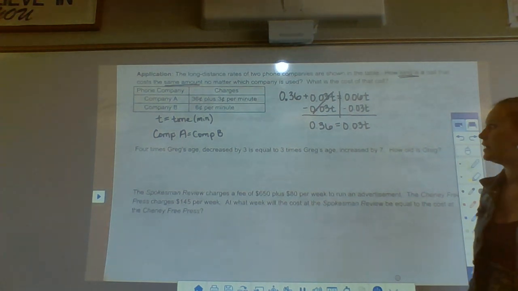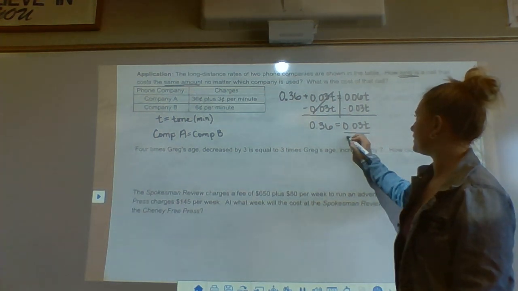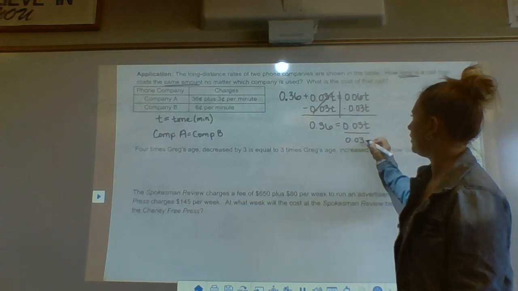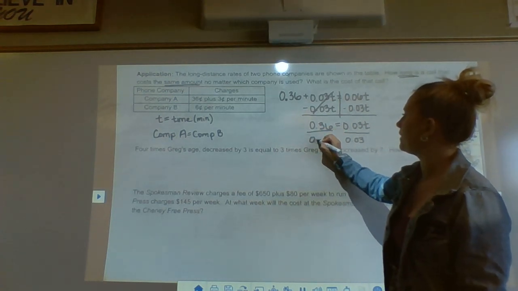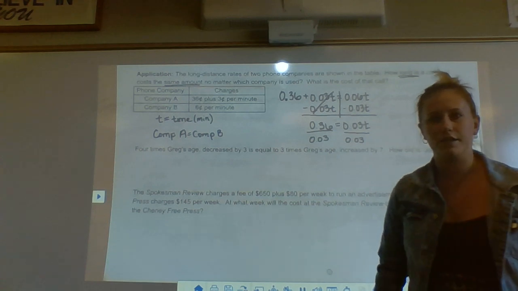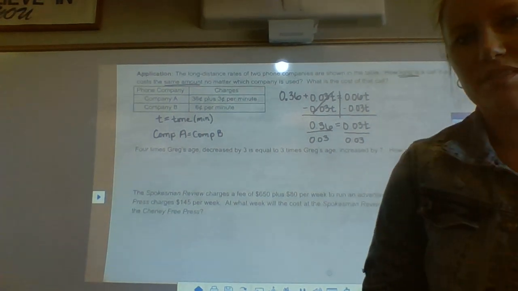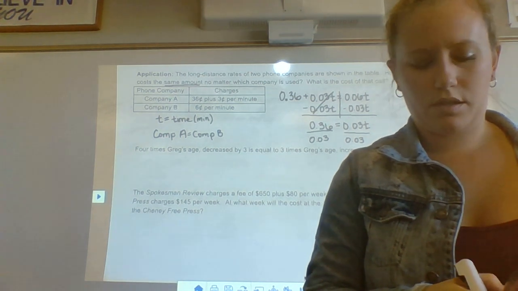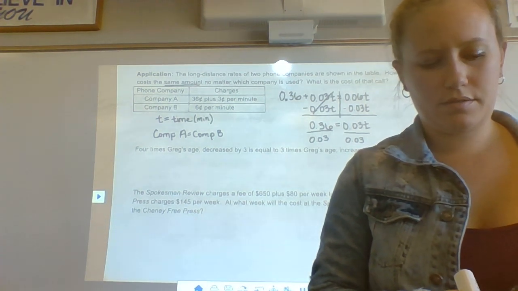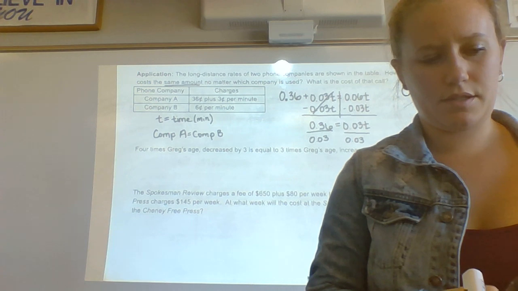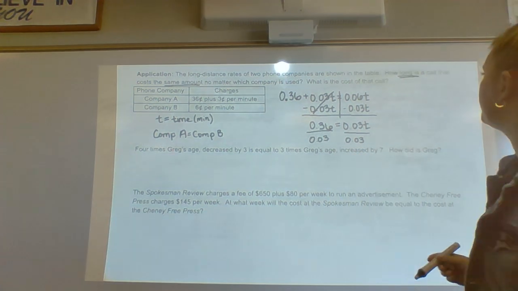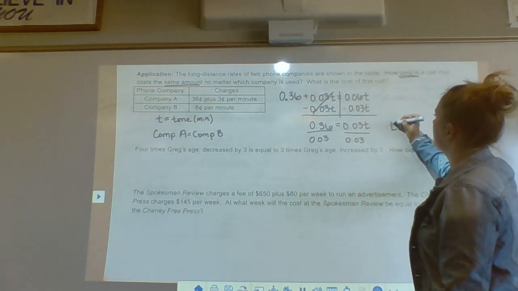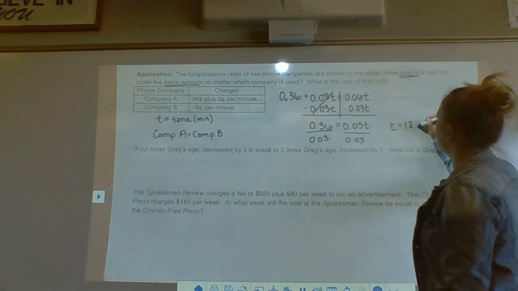All right, last step. We're going to undo multiplying, so we're going to divide. We want to get t by itself. All right, and you might want to use a calculator with those decimals. All right, so I'm going to do this. 0.36 divided by 0.03 is 12. So t equals 12 minutes.